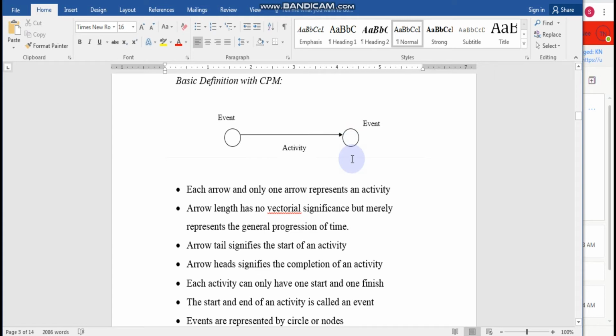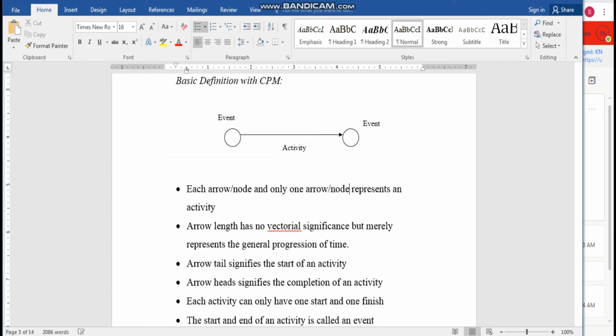Okay, so basically each arrow or node will present an activity. We're talking about AOA and AON at the same time here, and only one arrow or one node will represent one activity, okay. And the arrow has no vertical significance, meaning that it's not because it's longer that the activity is longer, or that the event is a lot longer.